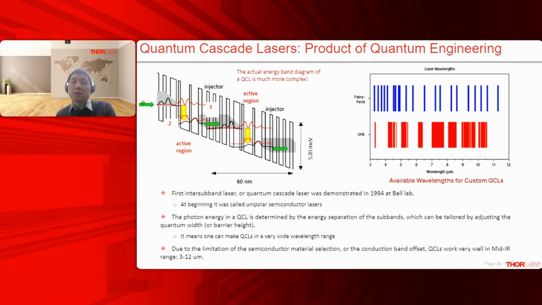Of course, there's some limitation. Due to the limitation of semiconductor material selection and the conduction band offset, usually QCLs can only work well in the mid-infrared wavelength range, or roughly from 3 to 12 micron. The right figure shows some wavelengths of Fabry-Perot and DFB QCLs that we currently offer. There's no reason that we cannot make a laser at any wavelength in the gap. It's just because we haven't done so, or there's not much customer request.